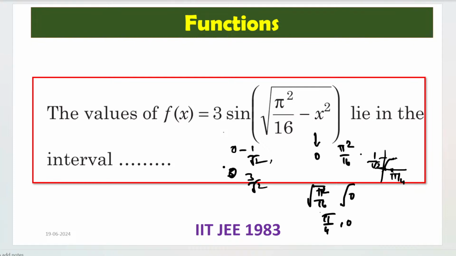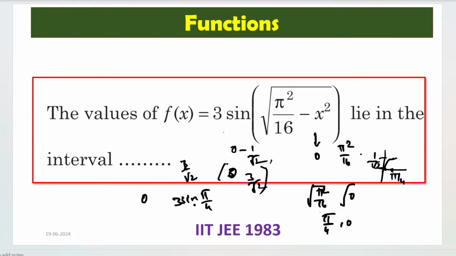Okay, agreed. So 0 to 3 by 4, that's it, right? No, no, no. 0 to 3 pi by 4. No, see, it is not 3 pi by 4. It is 0 to 3 sine pi by 4. Sine pi by 4 is 1 by root 2. So 3 by root 2.